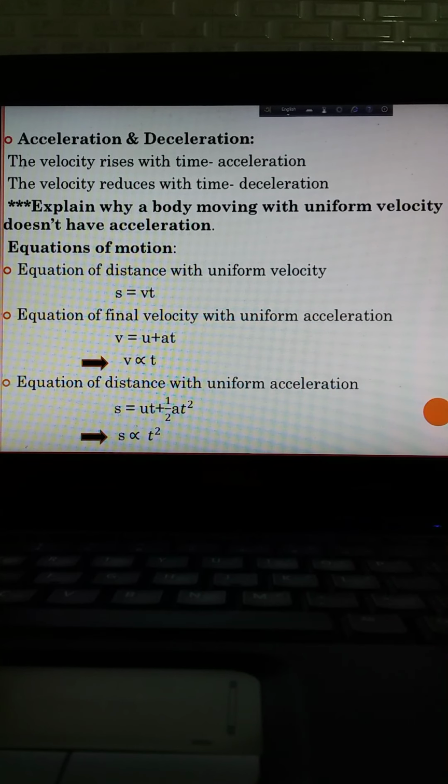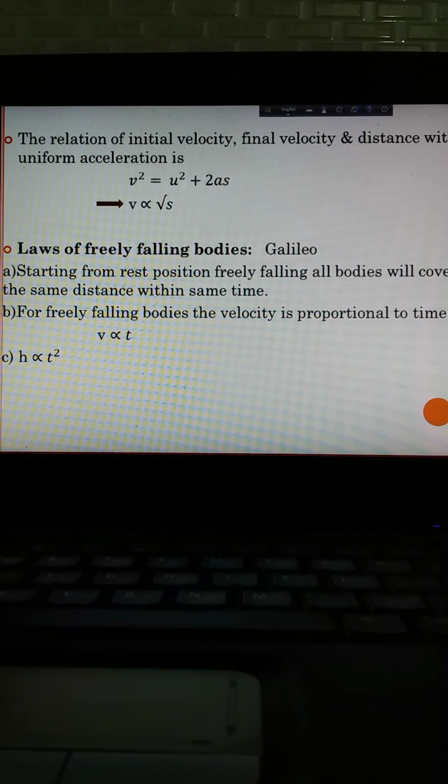Our last equation, the fourth equation, is the relation of initial velocity, final velocity, and distance with uniform acceleration. It is v square equals u square plus 2as, where v is the final velocity, u is the initial velocity, a is acceleration, and distance is s.